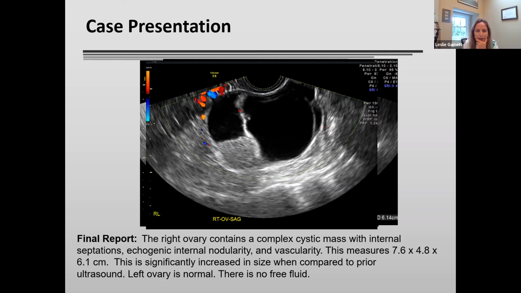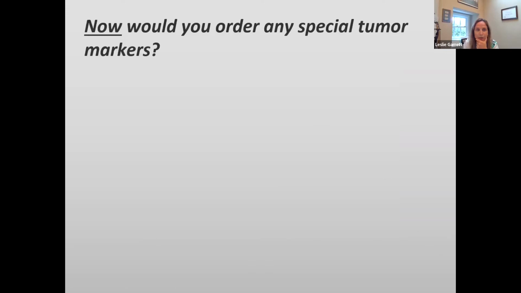So now you're sort of freaking out a little bit, right? Because you waited 6 weeks, and what to do? So maybe now you're going to get the tumor markers.